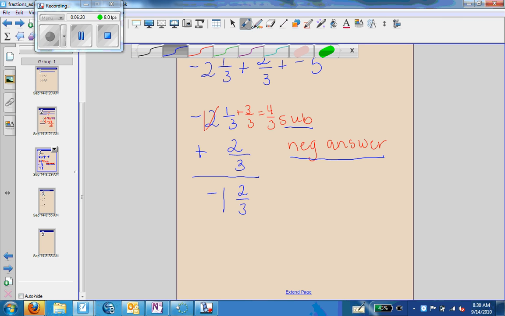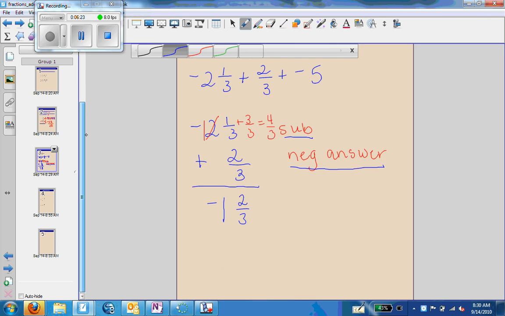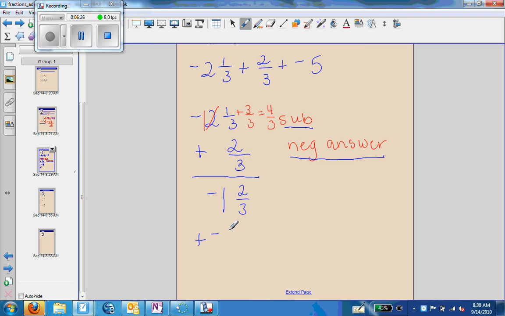So I'm going to add negative 5. So we need to think about our signs and our operations. Since we are adding two negatives together, when you add same signs, you actually do add. So we are going to be adding these two fractions, or mixed numbers, and the answer is going to be negative because when you add negatives to negatives, you just get more negatives, right? So we're going to end up with a whole bunch of negatives.